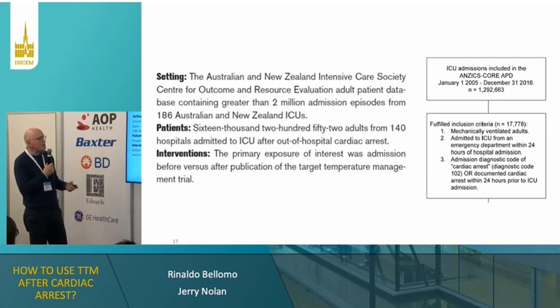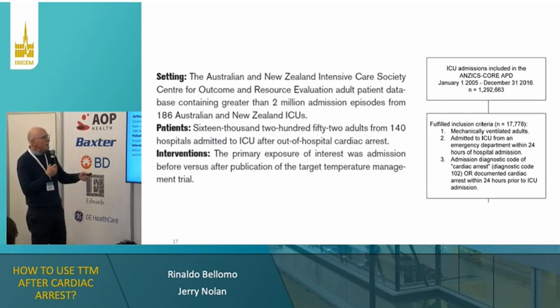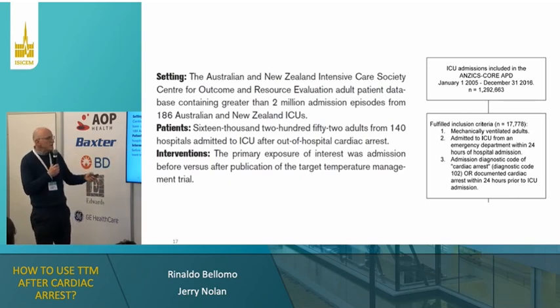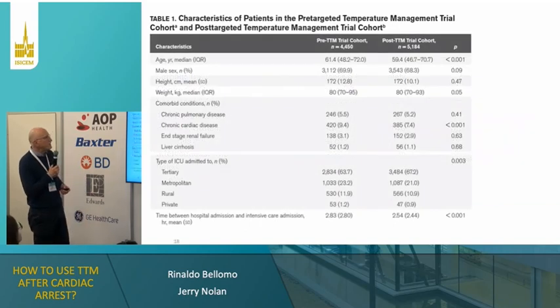So this is a big registry. We now have more than 2 million patients in the database, and you can identify lots of people with cardiac arrest. That's 140 hospitals and 16,000 patients. So that's a pretty robust data set to give you an idea of what people were doing after the events.